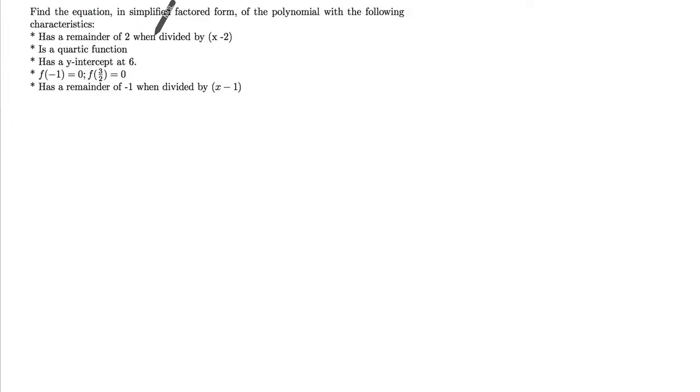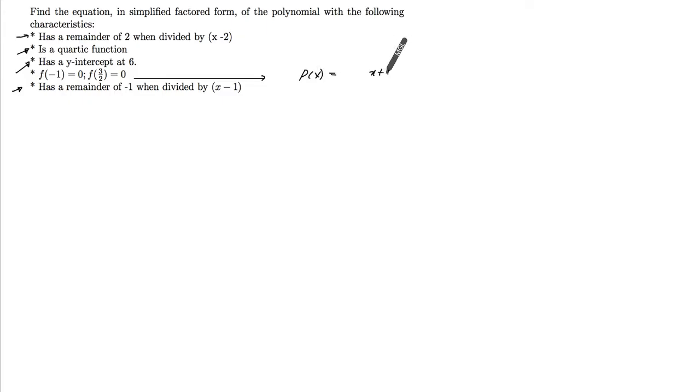Find the equation in simplified factored form of the polynomial with the following characteristics. There are two pieces of remainder information, this one here and this one here. It's a quartic, so this is a degree 4 polynomial. The y-intercept is essentially another point. Now these two are factors, so we can immediately write this.